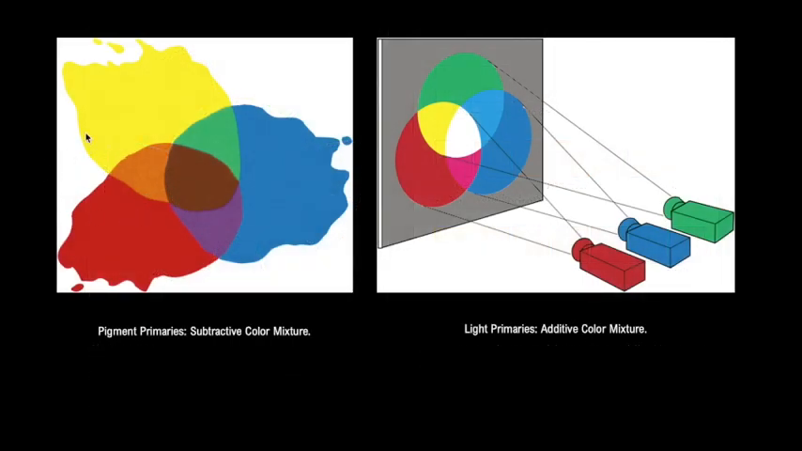The left here is what we call a subtractive color mixture. This is the one that everyone knows. Blue plus yellow gives you green. Yellow plus red gives you orange, etc. This is based on pigments, right? The three pigment primaries are red, yellow, and blue. These pigment mixtures are called subtractive color mixtures.